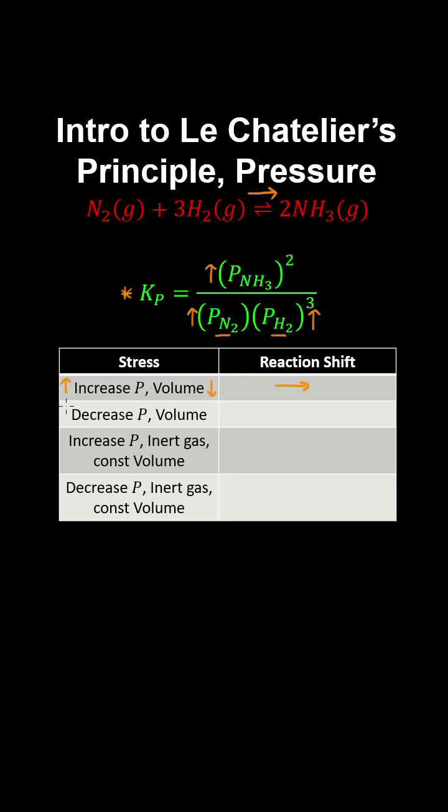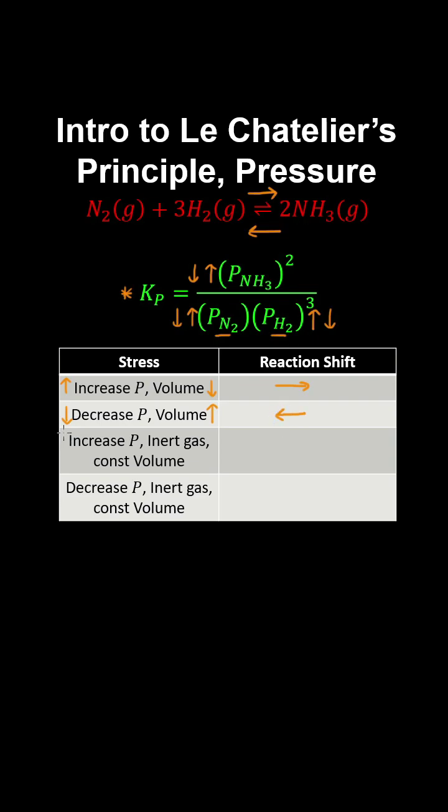Now if we decrease the pressure on the system by increasing the volume of the container, then the partial pressures of the gases would decrease. And therefore, because there's more moles of reactants on the left than there are of products, the reaction shifts to the left to relieve the stress according to Le Chatelier's principle.